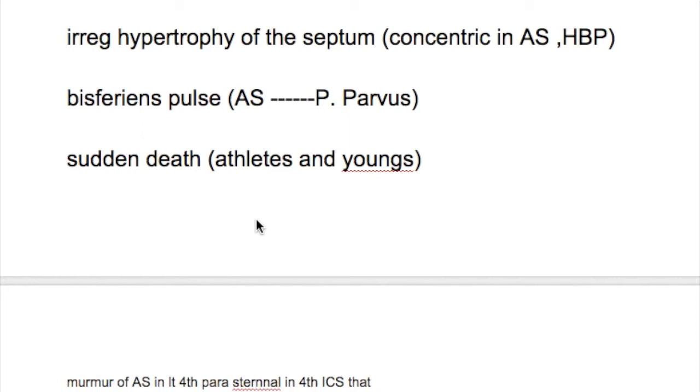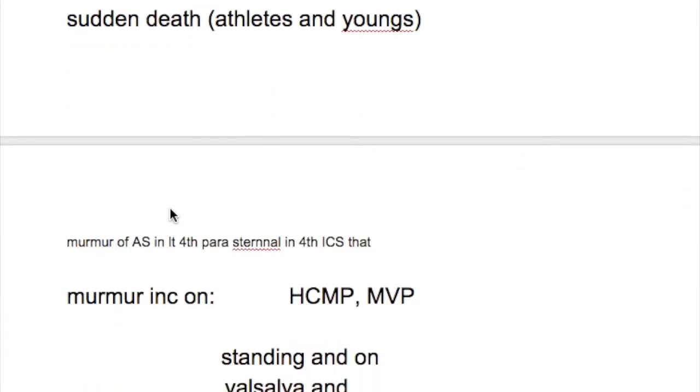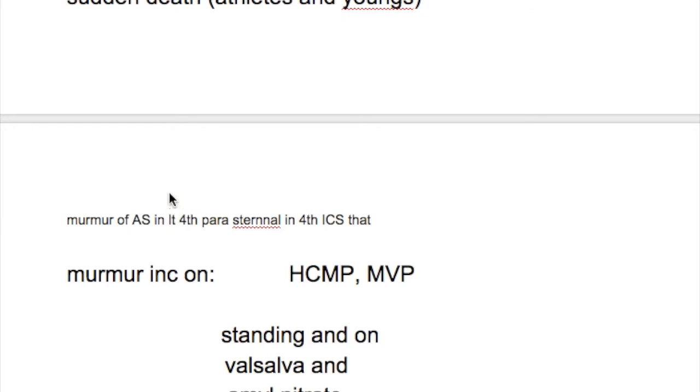It is hypertrophic cardiomyopathy that causes sudden death in athletes and young people. What one advice is given to the patient with hypertrophic cardiomyopathy? Avoid strenuous exercise. What other condition in which we advise to avoid strenuous exercise? It is aortic stenosis. So in these two conditions, hypertrophic cardiomyopathy and aortic stenosis, we advise to avoid strenuous exercise.